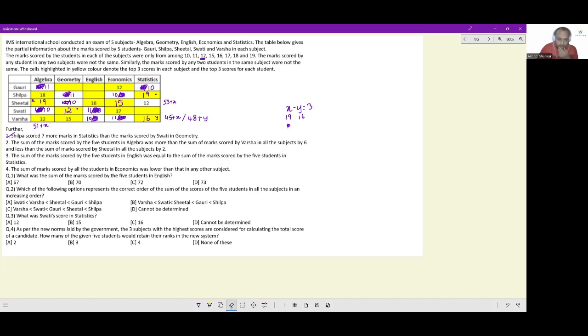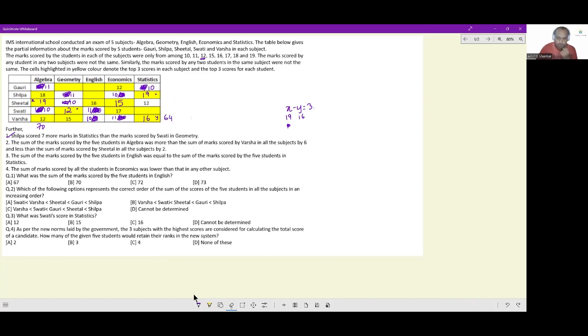If we right now want to find out the summation of the algebra column, we can also do that. 10 plus 12 is 22, 22 plus 11 is 33, 33 plus 37 is 70. Let's look at Varsha's row. 12 plus 15 is 27, 27 plus 10 is 37, 37 plus 11 is 48, 48 plus 16 is 64. Yes, everything works out wonderfully.